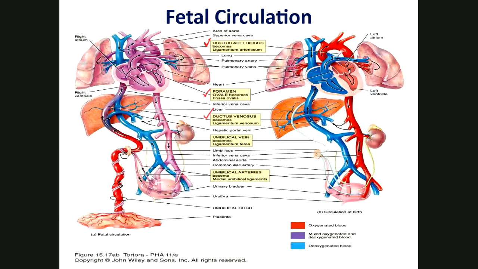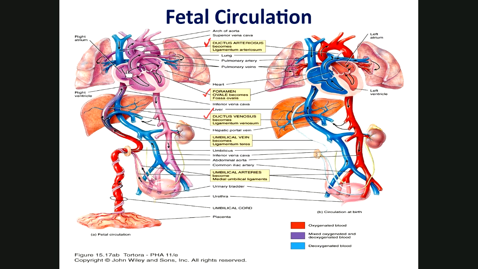At this point, some of the blood that enters is going to go to the liver for processing, and some of it is going to bypass the liver and go into the ductus venosus. The ductus venosus carries some of the blood into the inferior vena cava and into the right atrium, and some of the blood goes through the liver for processing and detoxification, also going into the right atrium.